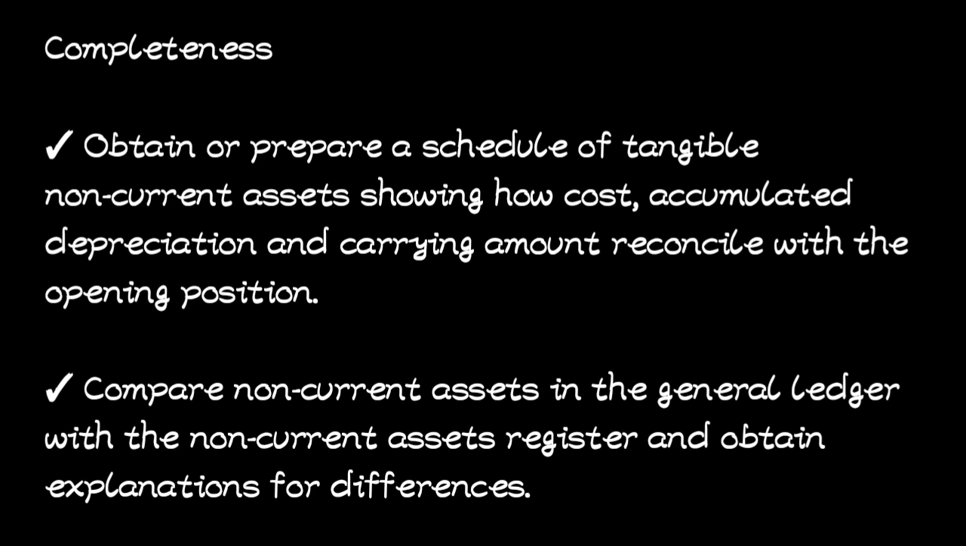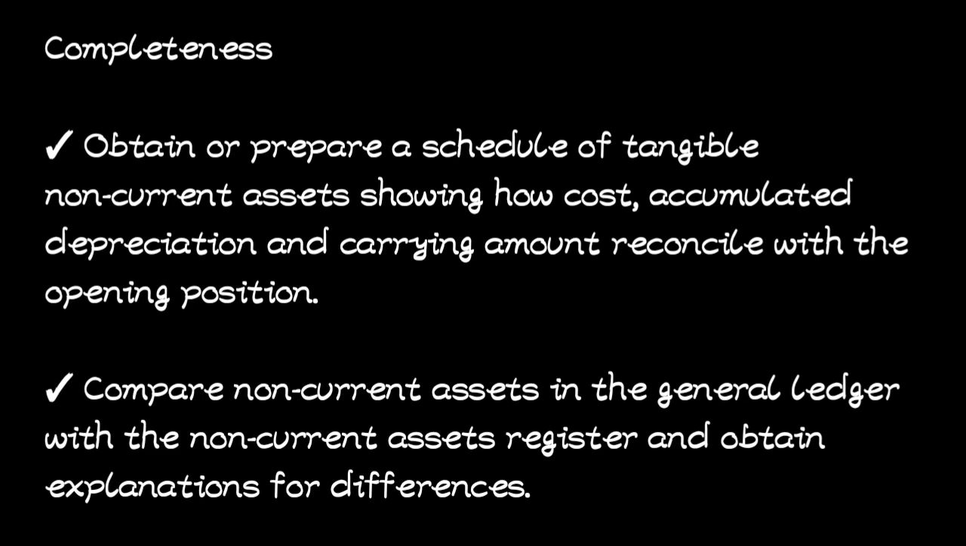So the first one is obtain or prepare a schedule of tangible non-current assets showing the cost of the asset, accumulated depreciation, and then the carrying amount. And then you reconcile with the opening position to see if they match. So this can help to ensure that everything is recorded. Prepare a schedule of tangible non-current assets that shows the cost, then the accumulated depreciation, and then the net book value.